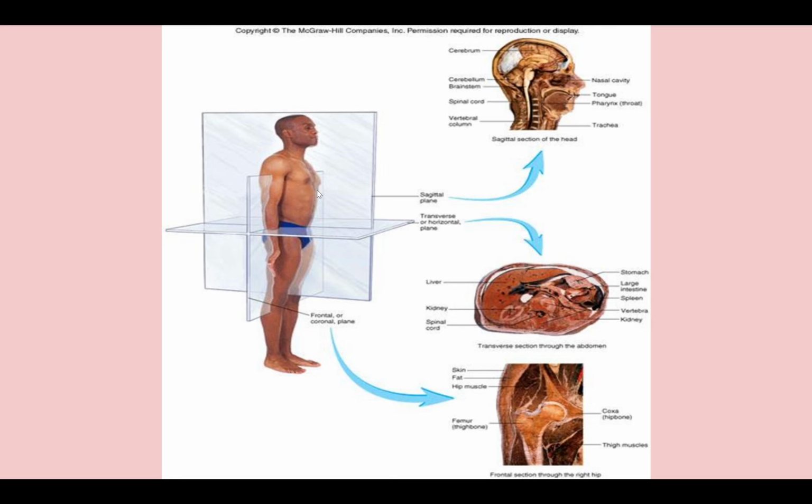This just shows you, if you cut the plane here, what part of the organs you would see based on that plane. So when you're doing an MRI of the whole body, you can do a sagittal cut, a transverse cut, or a frontal or coronal cut, and that will determine what part of the organ you're going to see when you look at the results of the scan.